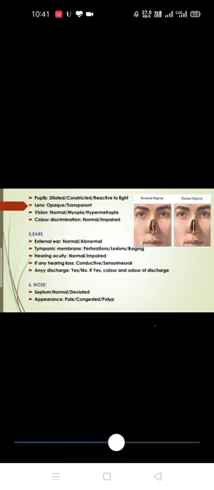Then comes the ears. For the ears, first you will observe the external ears, normal or abnormal. Second, you will see the tympanic membrane. Here you will see perforation, scarring, or bulging. Then hearing acuity, you will see normal or impaired.